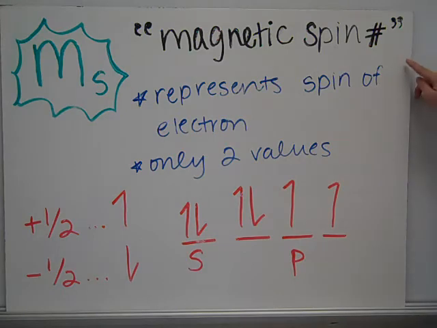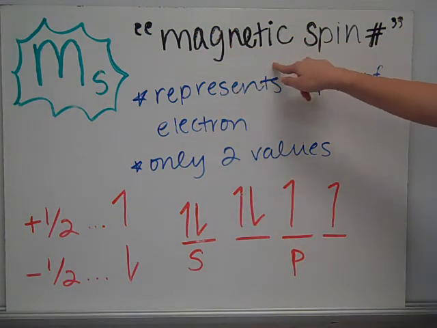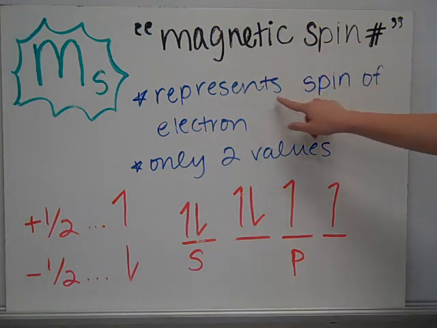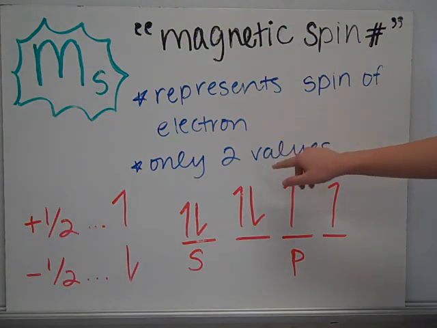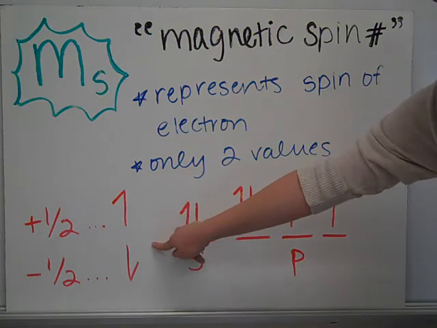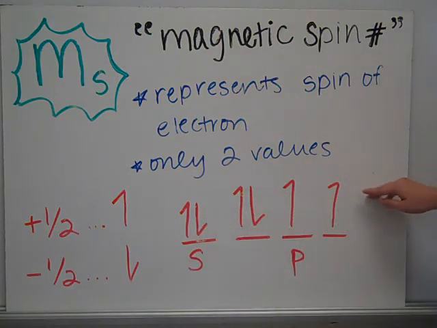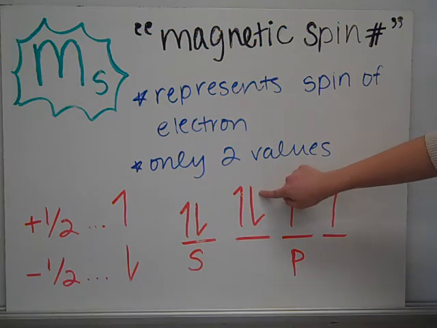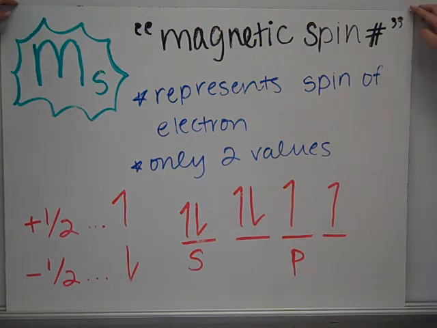The last quantum number is m sub S, which is the magnetic spin number. It represents the spin of an electron, and it only has 2 values, which are +1/2 and -1/2. And so for this example, this could possibly be +1/2, and this could be -1/2.